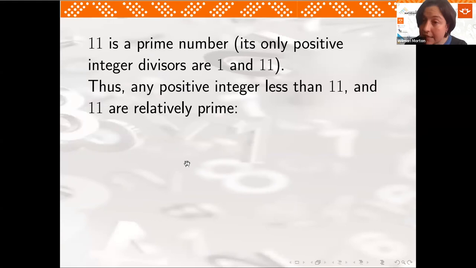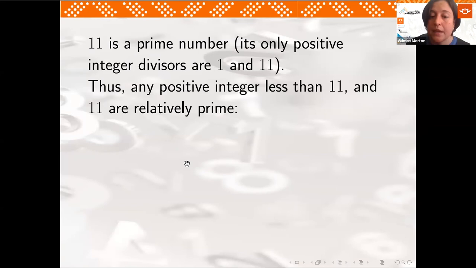Now, why is that important? Well, it's important because all of these weights that we used from 10 all the way down to, well, 2 and 1 really, they are what we call relatively prime to the number 11.